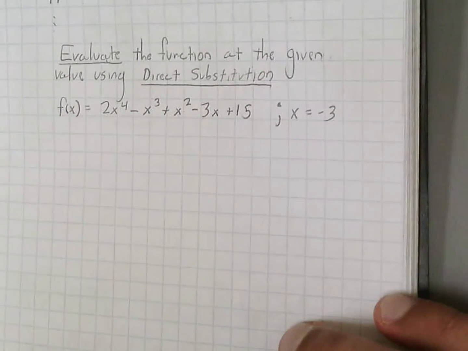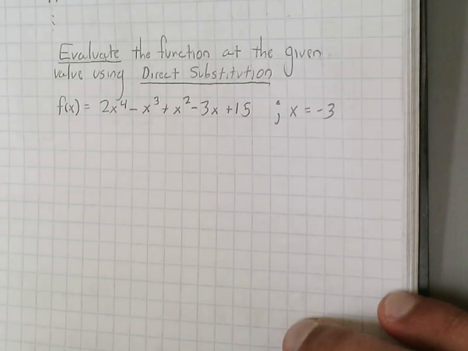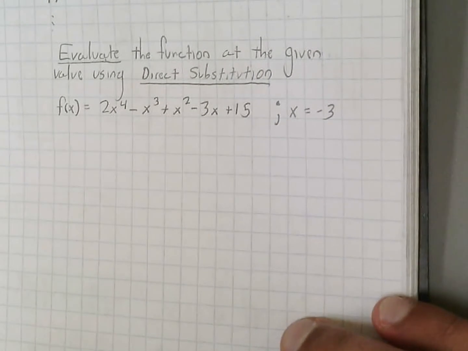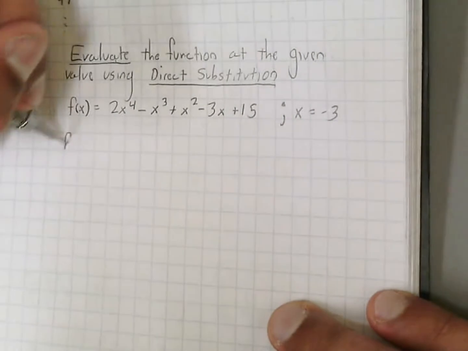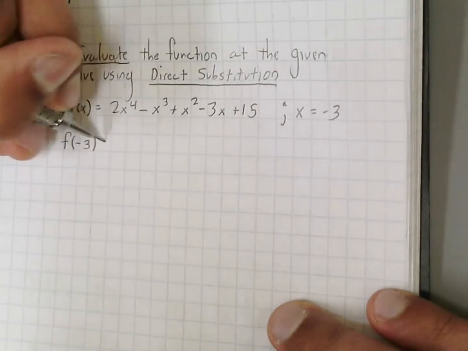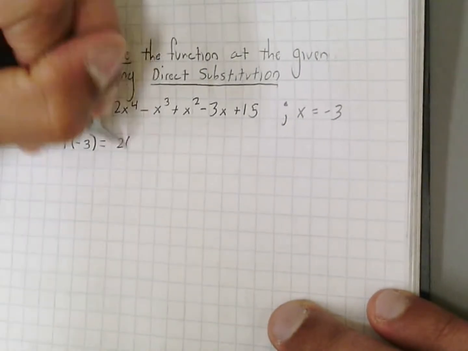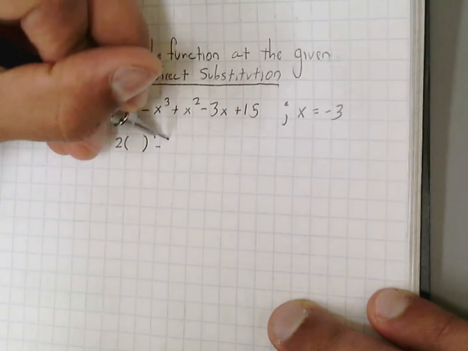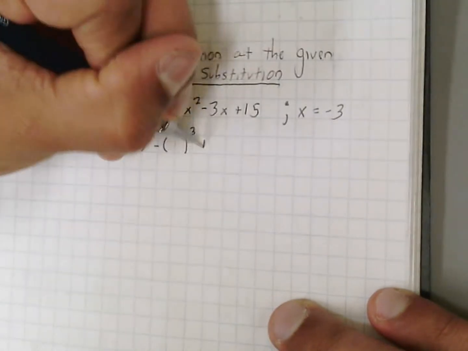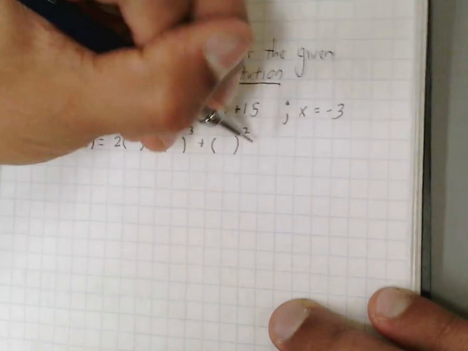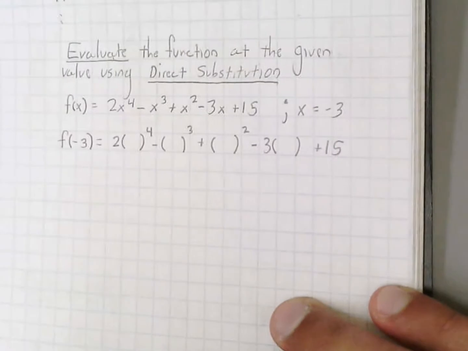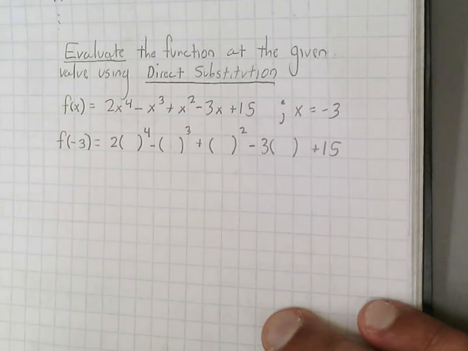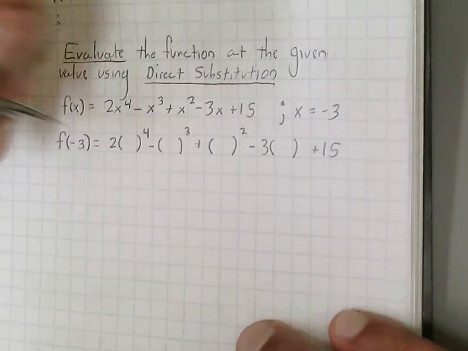There's multiple ways to evaluate a function that we'll learn on Monday, but the first one that you already know is called direct substitution. So what I need to do is find what f of -3 is, meaning if I plug in -3 for x, what is the y value? So I'm going to replace x with parentheses, and substitute in my -3 for x.